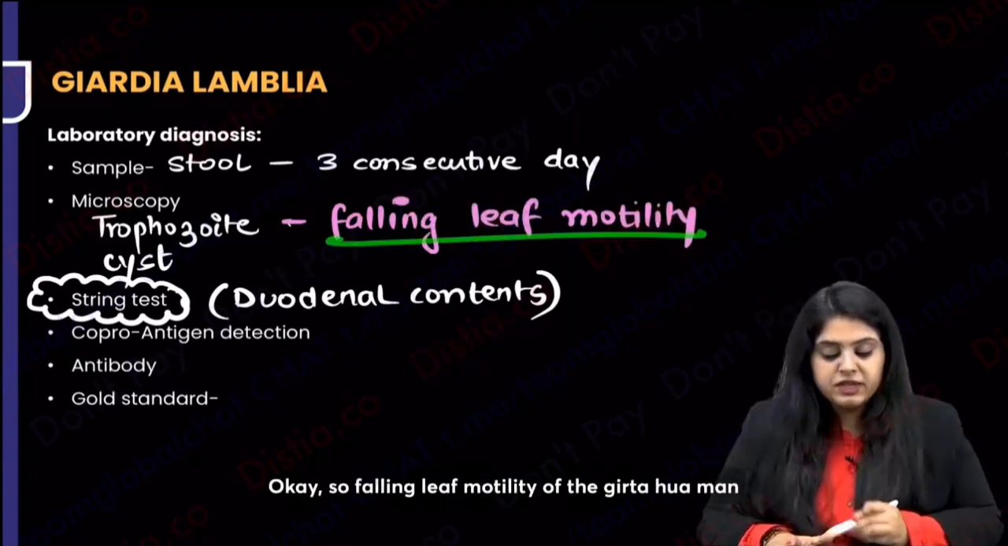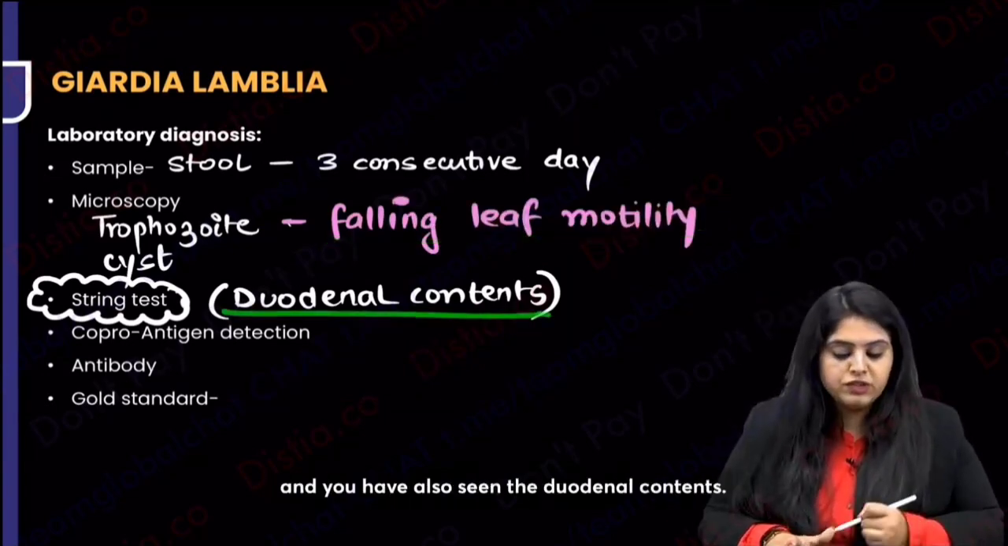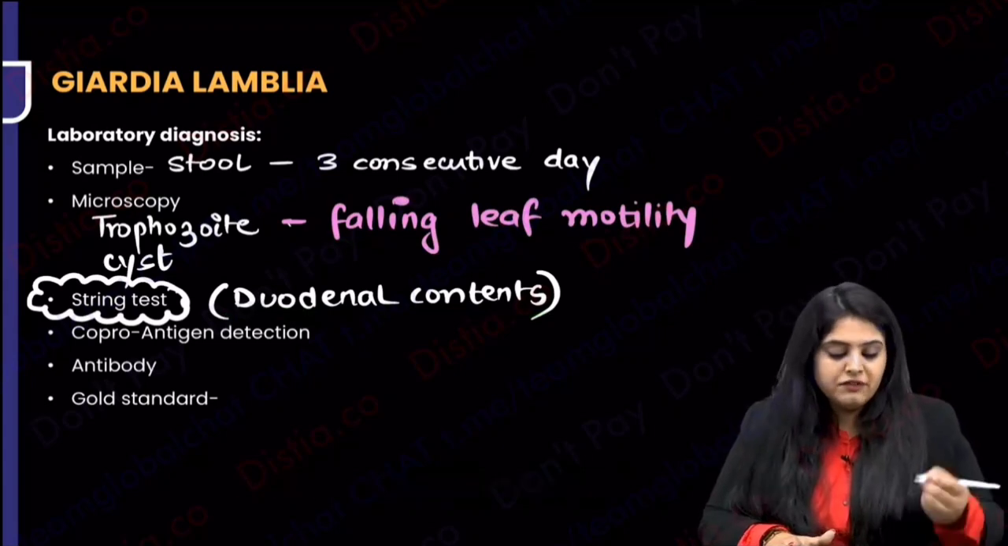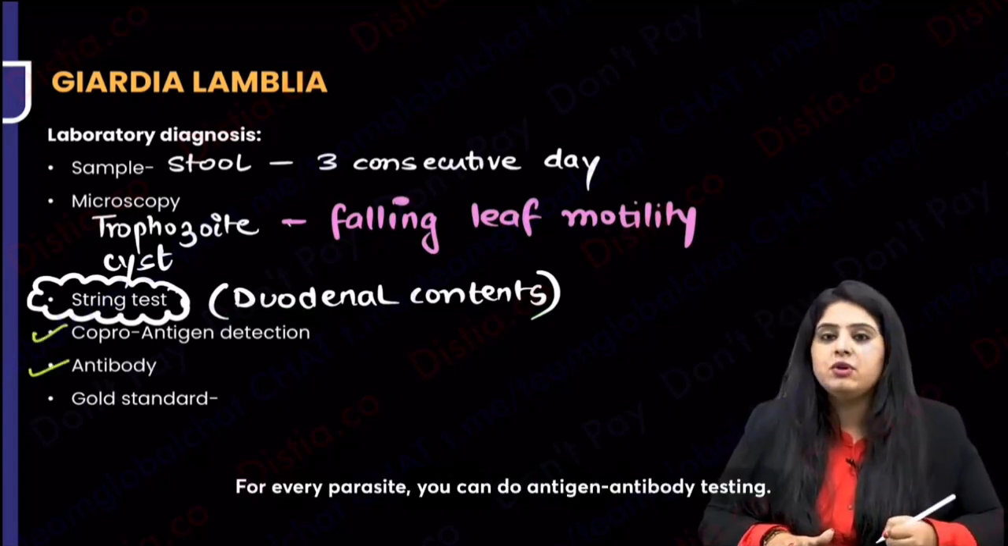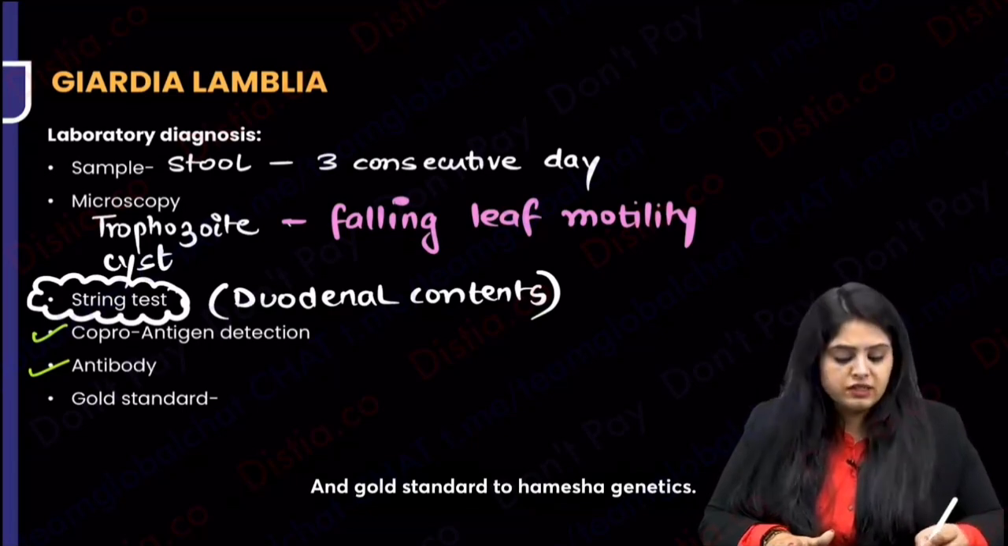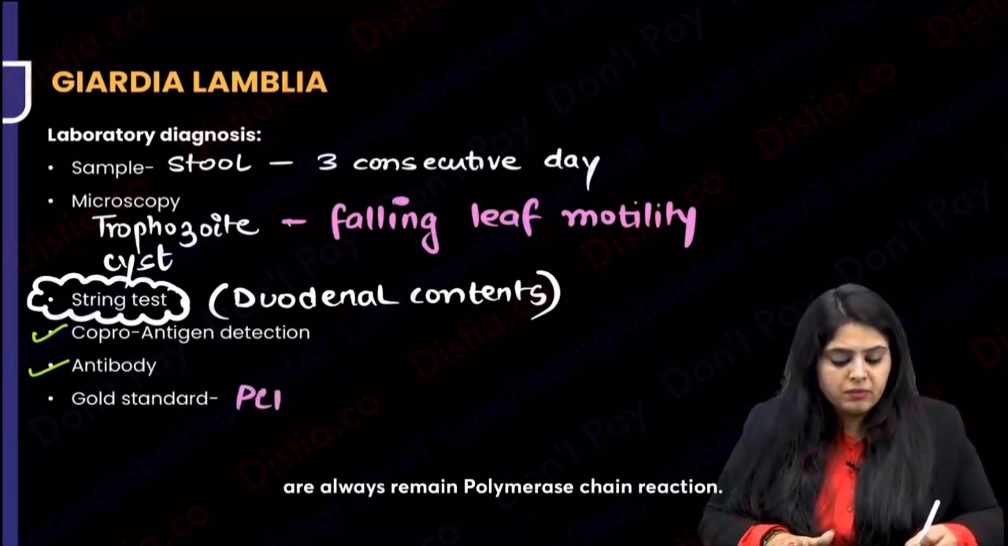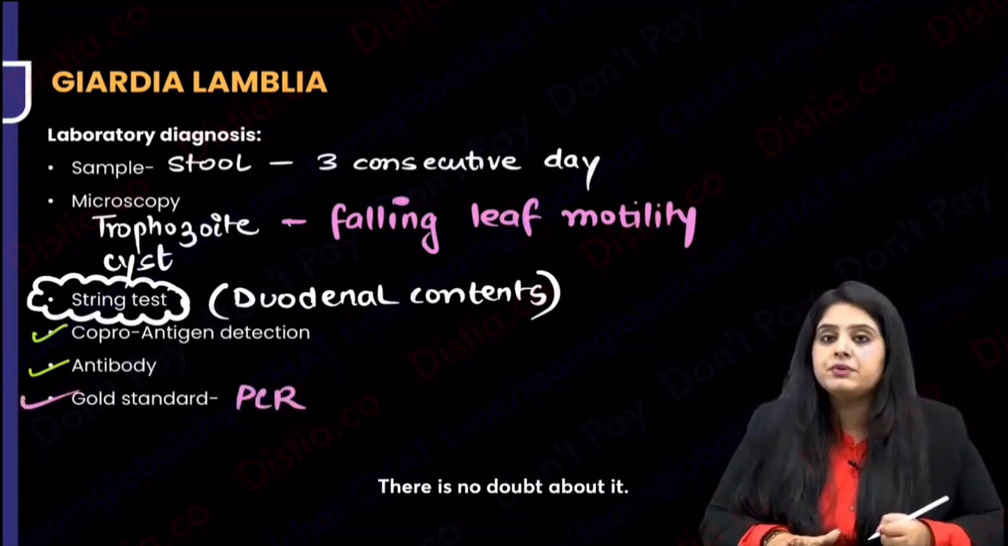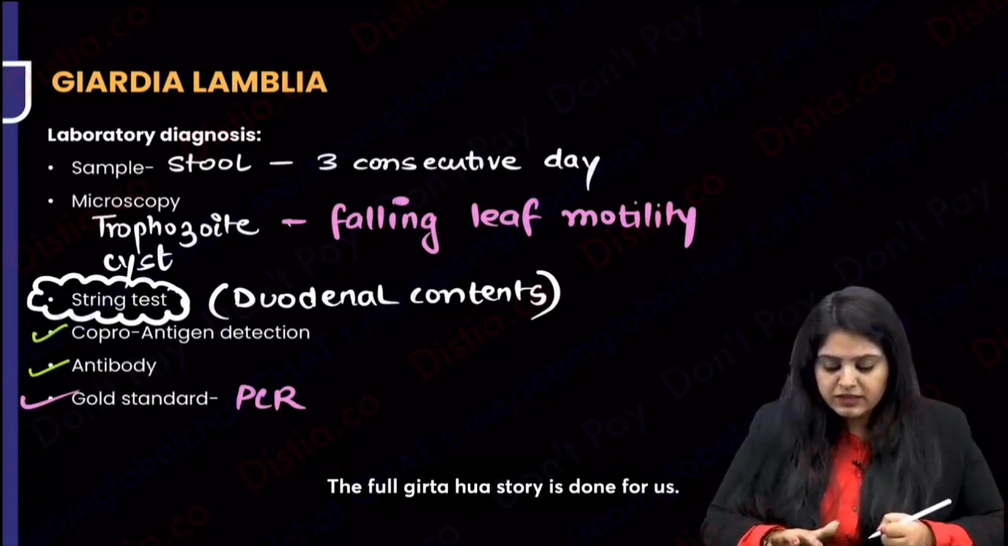Okay, so falling leaf motility of the girta hua man, and you've also seen the duodenal contents. What all can you see? For every parasite you can do antigen antibody testing, so you will do that with ELISA. And the gold standard is always genetics, so the gold standard shall always remain polymerase chain reaction, there is no doubt about it. The full Girta Hua story is done for us.